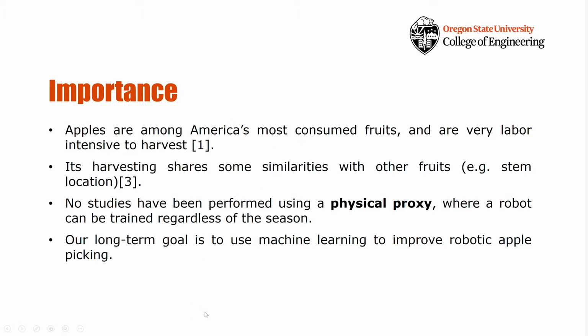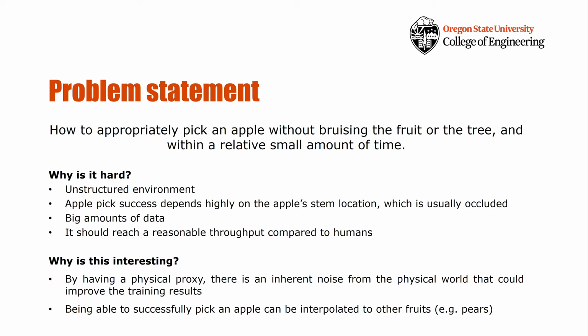For our long term, we want to use machine learning and this physical proxy to train robots how to pick apples. We want to appropriately pick an apple without bruising the fruit or the tree and within a relatively small amount of time. This is hard because these are unstructured environments. Apple pick success depends on occluded features, and there are also big amounts of data. It should reach a reasonable throughput compared to humans.